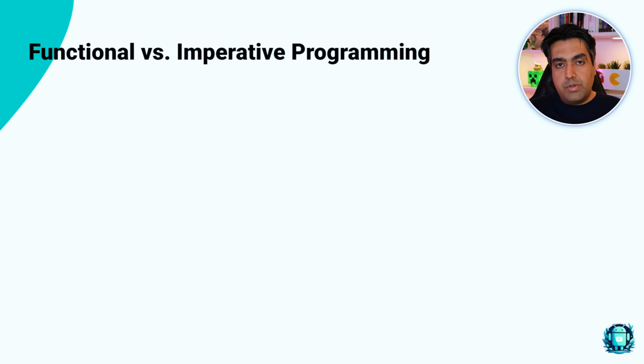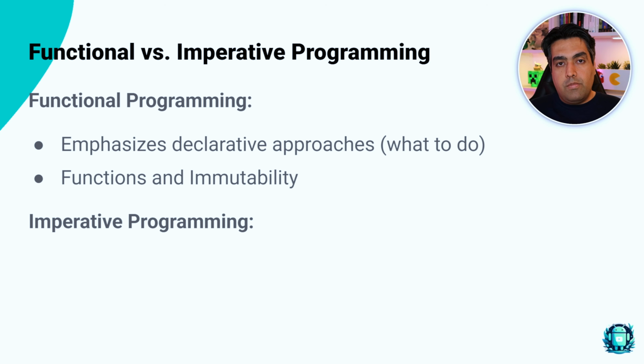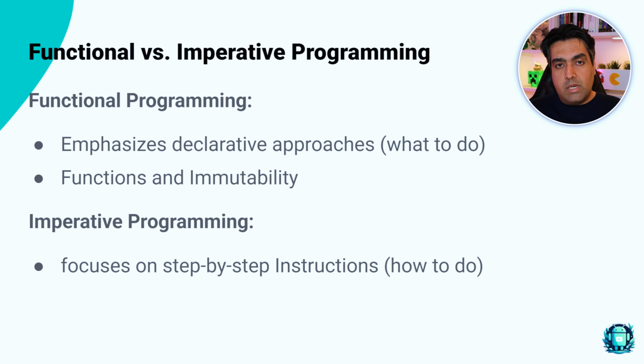To compare functional programming with imperative programming, we can say functional programming emphasizes declarative approaches, or what to do, through functions and immutability, while imperative programming focuses on step-by-step instructions, or how to do, and mutable state. In other words, imperative programming tells the computer how to do things step by step, while functional programming focuses on what to compute using functions without side effects.